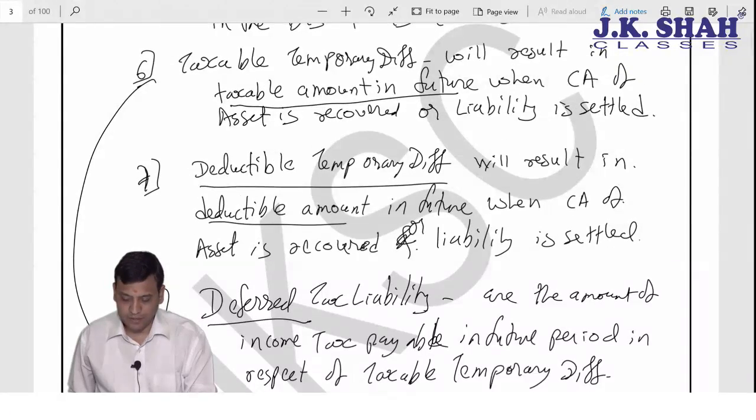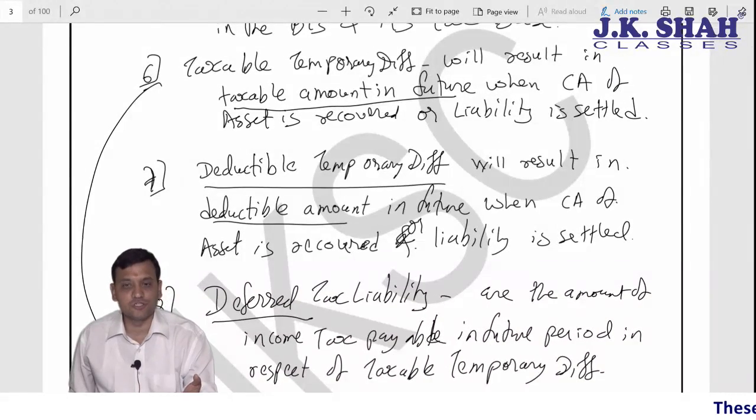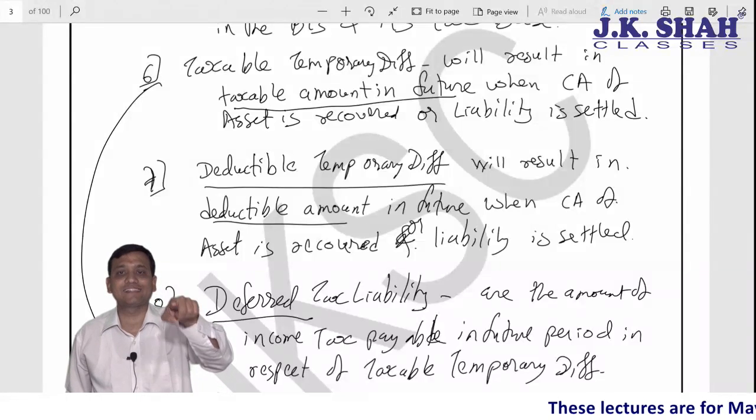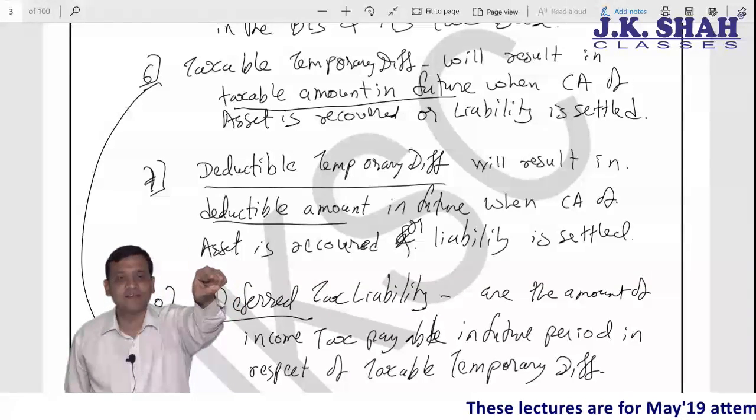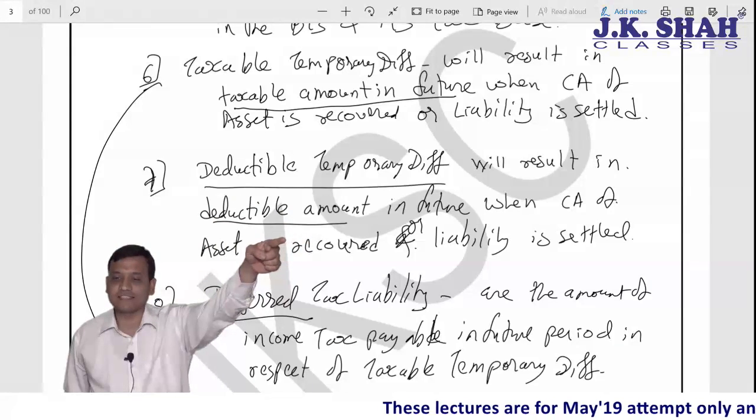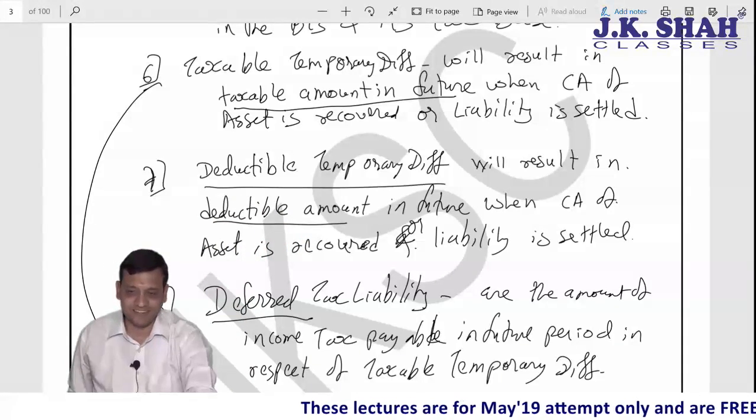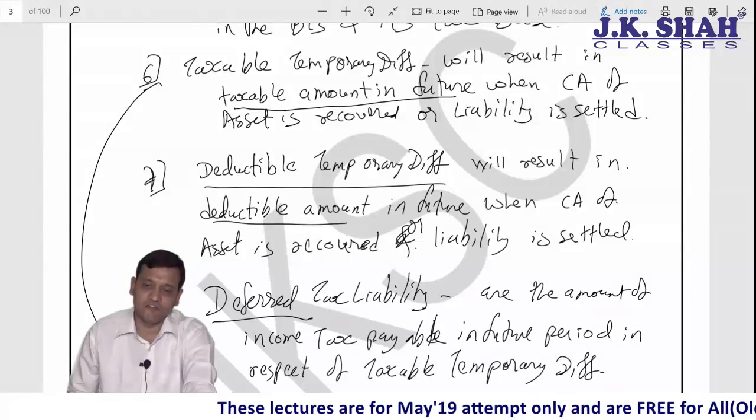What is a taxable temporary difference? It will result in taxable amount in future. Now because of this taxable amount in future, the amount is taxable and will be taxed at some rate. That rate multiplied by taxable temporary difference is deferred tax liability. So now tell me, what will be your deferred tax asset?